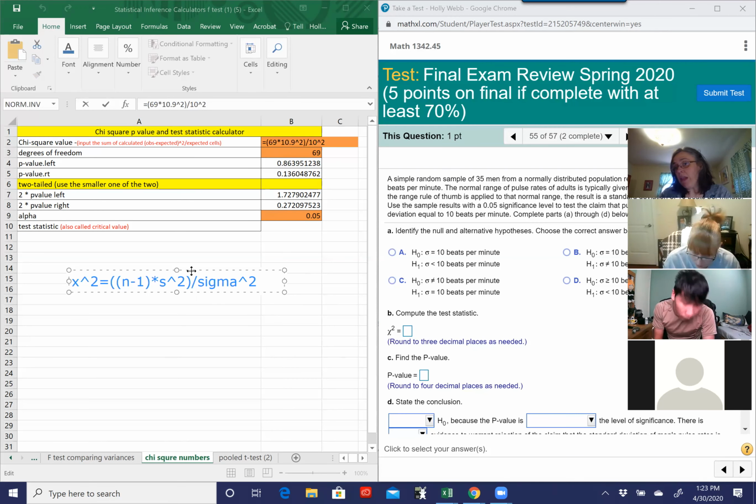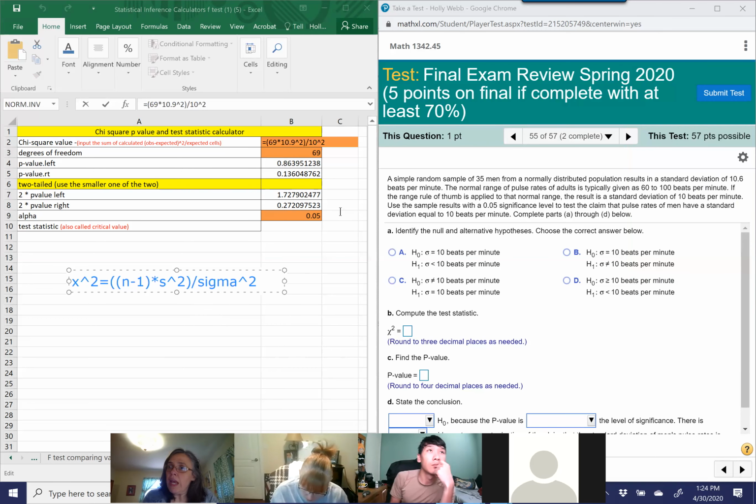Okay, so it's in our notes, but I was just being quick, so I just want to get the formula down. Sigma is your population standard deviation. It's that O with the tail on it. And your S is your sample standard deviation. So you need both to build this thing, okay?